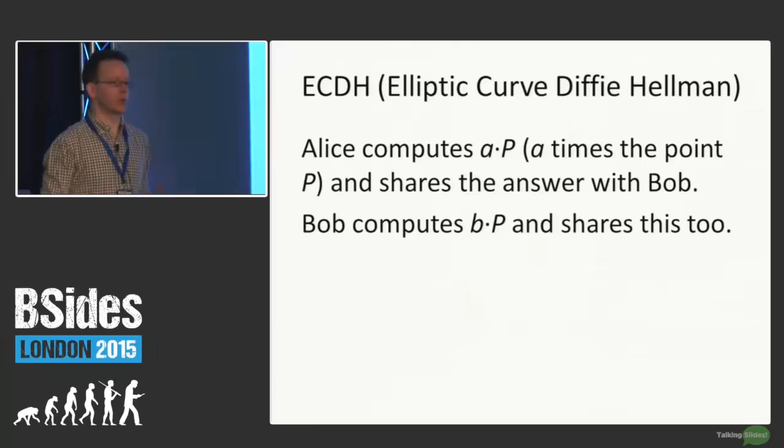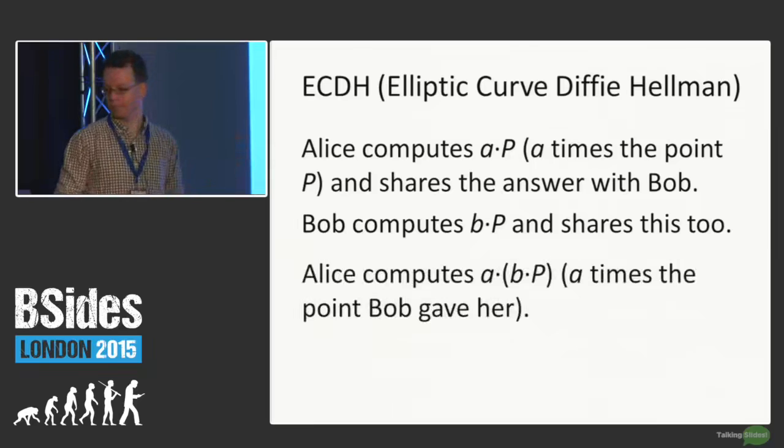Bob does the same with his secret number. He computes B times P. B he keeps secret, but he shares the resulting point, B times P, with Alice over a public channel. Anyone can read it.